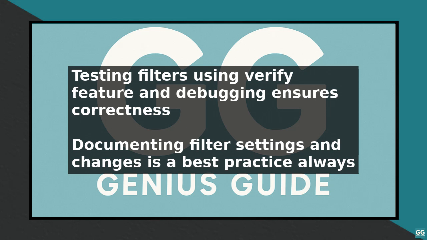Best practices for troubleshooting Google Analytics filters include regularly reviewing and updating your filter settings, using the Verify Filter feature to test new filters, and documenting your filter settings and changes. By following these steps and best practices, you can ensure your Google Analytics filters are working correctly and providing accurate and reliable data. Regularly troubleshooting your filters will help you identify and resolve any issues, allowing you to make data-driven decisions and optimize your website for better performance.